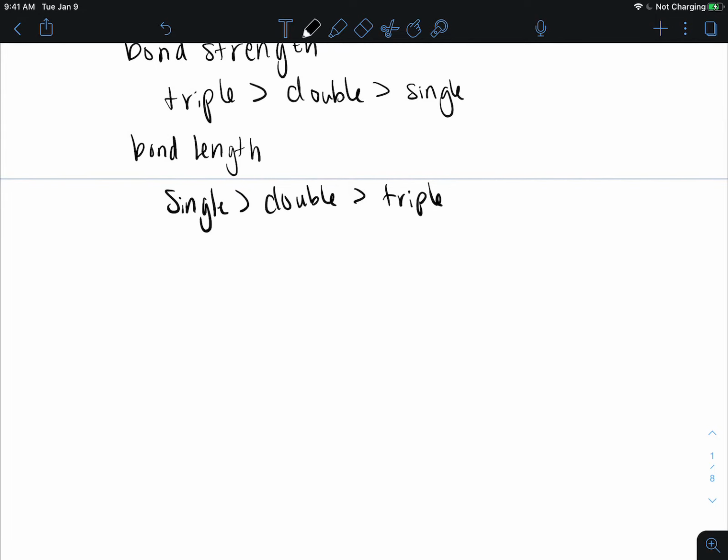So when we try and solve for our reaction enthalpy, we're going to use our bond enthalpies.